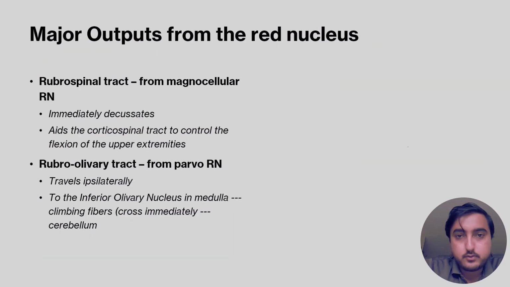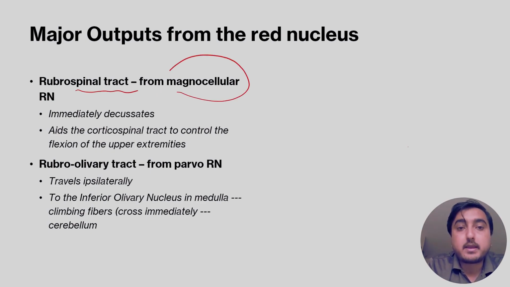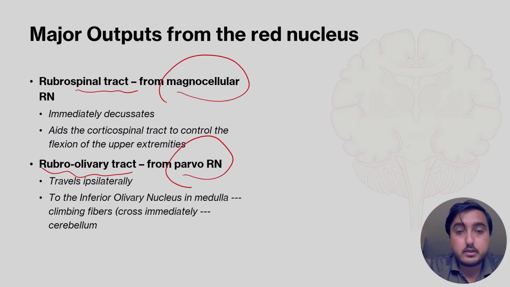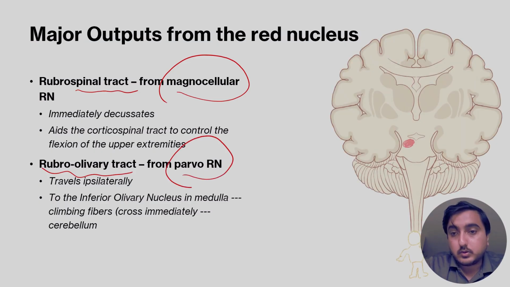Now what are the outputs from the red nucleus? There are two main outputs that are clinically relevant. One is the rubrospinal tract, which originates from the magnocellular red nucleus, and the other is the rubro-olivary tract, which originates from the parvocellular red nucleus. So we have the red nucleus here, and we have a nucleus in the cerebellum over here.